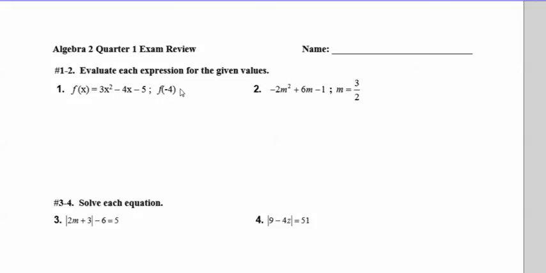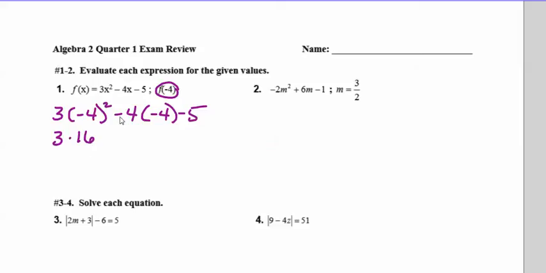So what we're going to do is take the number and substitute it for the x. So I have 3 times the square of negative 4 minus 4 times negative 4 minus 5. Using order of operations, we first do the exponent. Negative 4 squared is positive 16. And then we can multiply. Negative 4 times negative 4 is a positive 16. And then minus 5. Using order of operations again, we're multiplying, and we have 48 plus 16 minus 5, which equals 59.